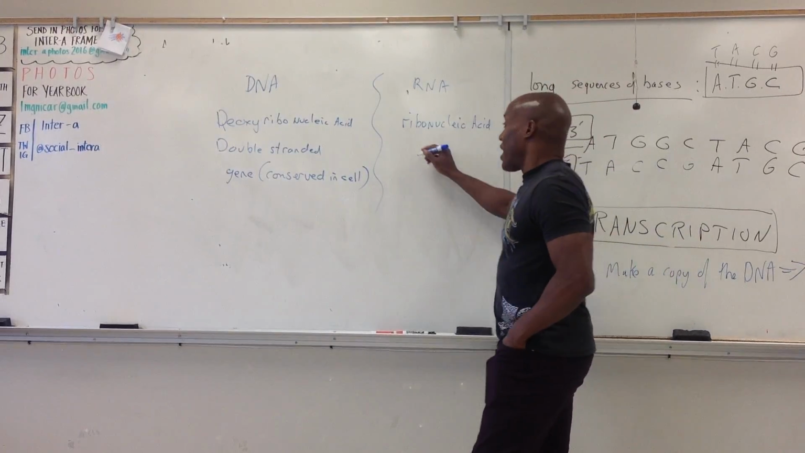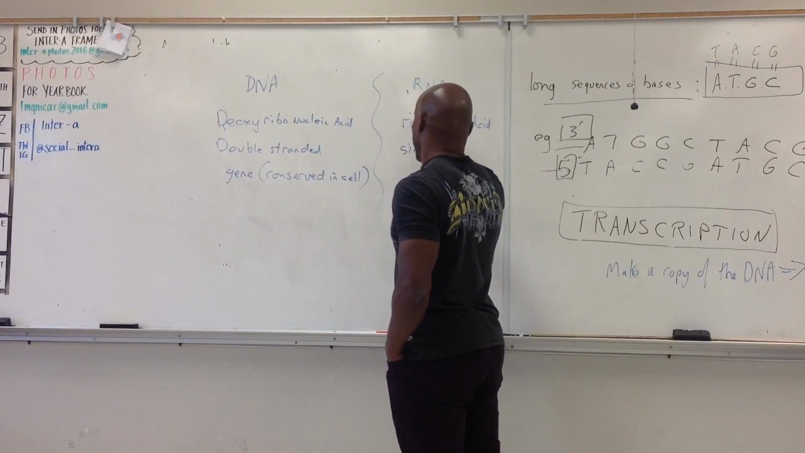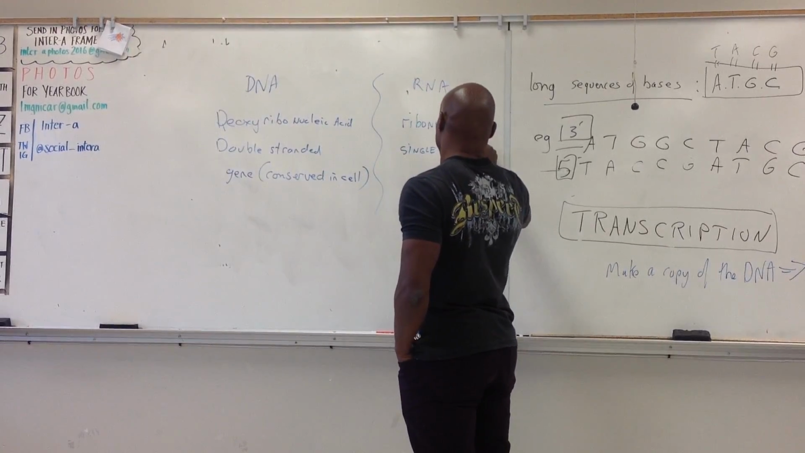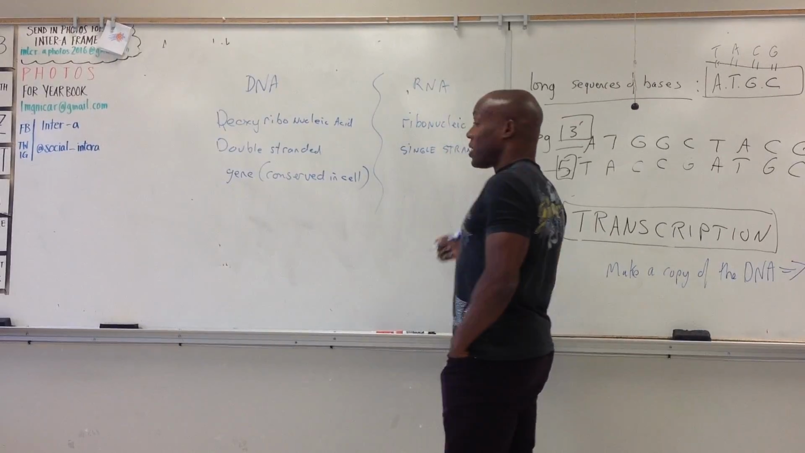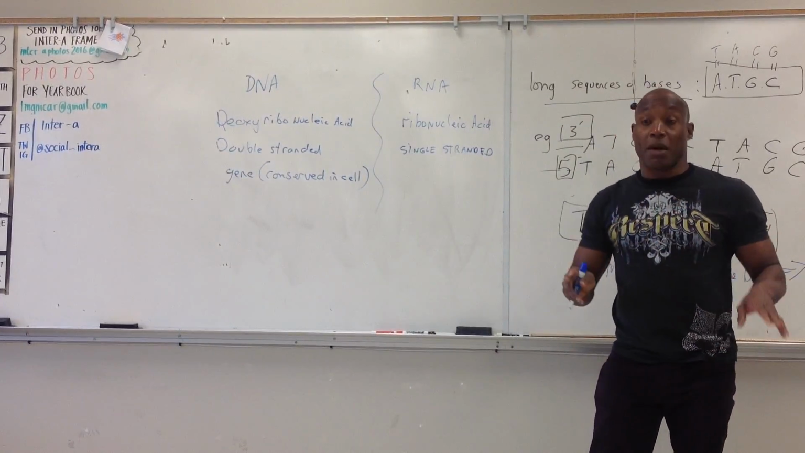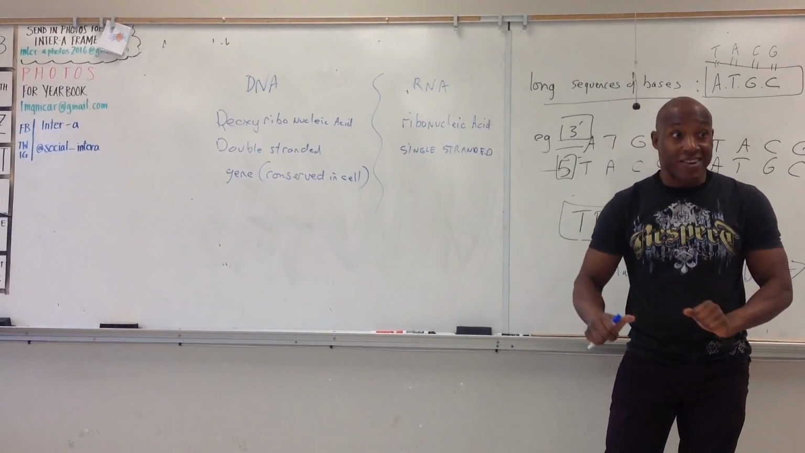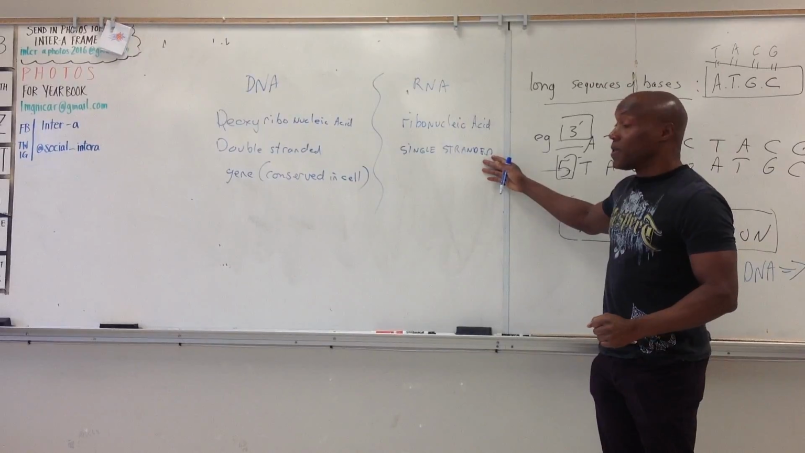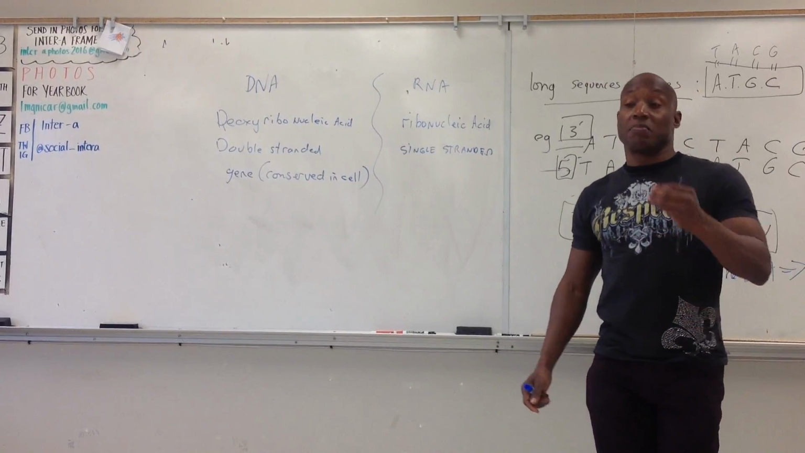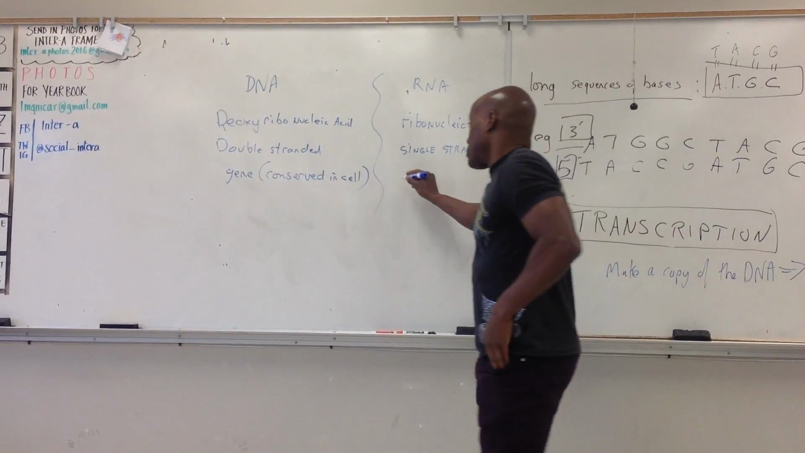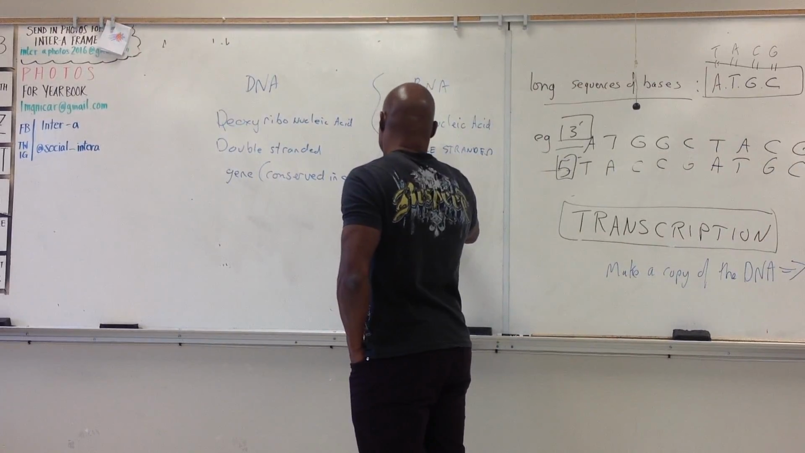Okay, ribonucleic acid. It's single-stranded with very few exceptions. In other words, DNA likes to be double-stranded. On its own, it will make double strands. It always finds a partner and double strands up. RNA is usually single-stranded. And it is not conserved. It's made as it's needed and then destroyed later.